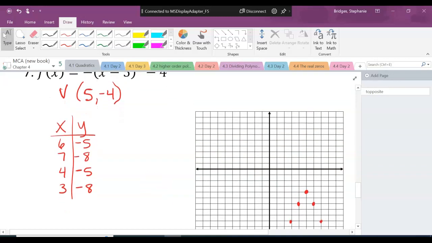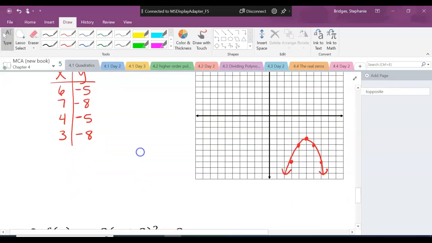Sorry, hold on, my points are in the wrong spot. Try that one more time. 1, 2, 3, 4, 5, and then 8. 5, and then 8. And I can connect my dots again. It has to be a U shape. It is upside down because that A part is negative. Is everybody okay with that one?